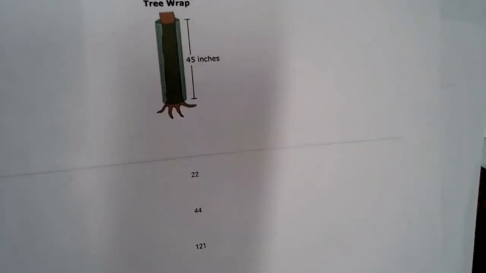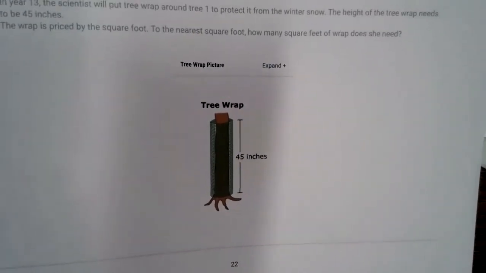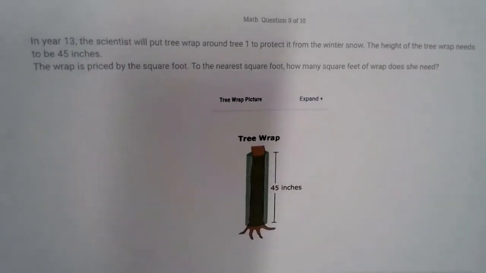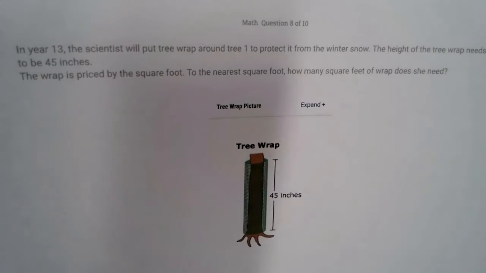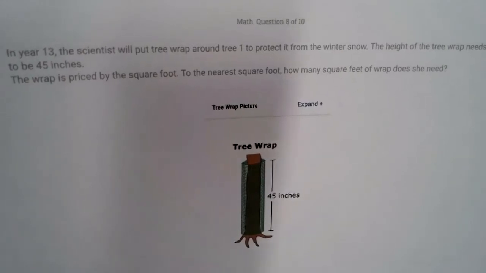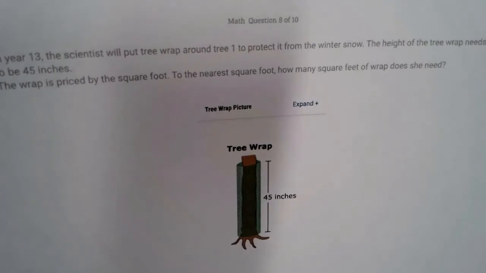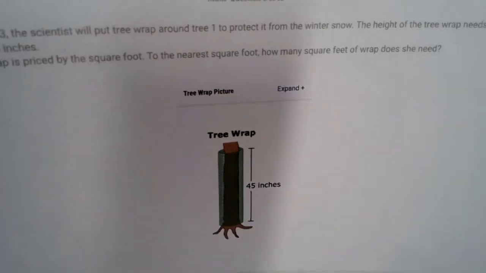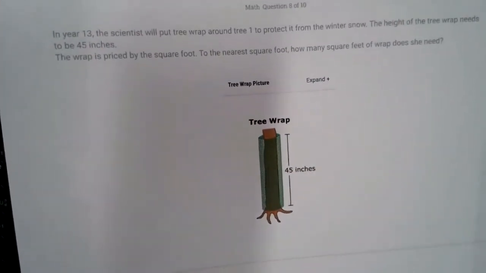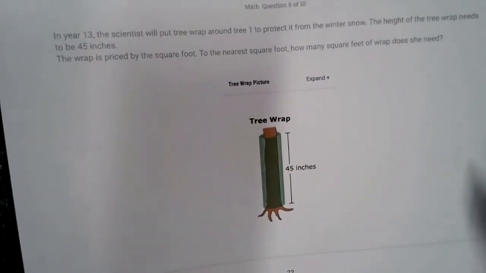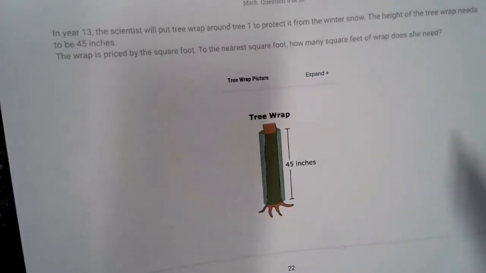This one is mildly complicated. And it's actually easy to do. You just have to remember a certain thing, and I will talk about that in a second. So the problem is, in year 13, the scientist will put tree wrap around tree 1 to protect it from the winter snow. The height of the tree wrap has to be 45 inches. The wrap is priced by the square foot. To the nearest square foot, how many square feet of wrap does she need?